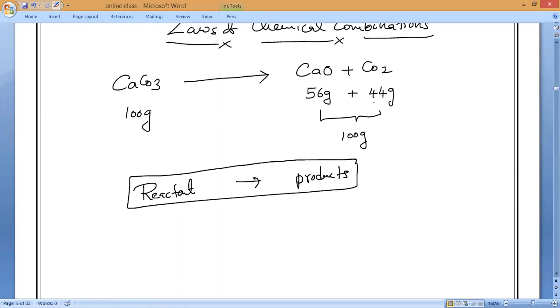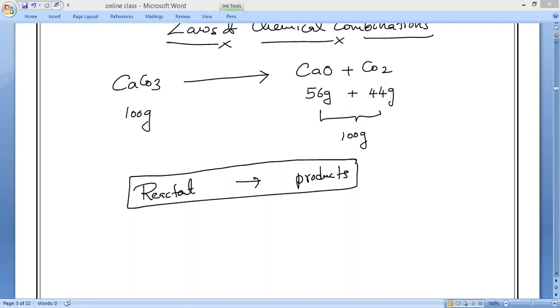That is why this law is called the law of conservation of mass, or the law of conservation of matter. The mass remains the same, or conserved, before and after the reaction.